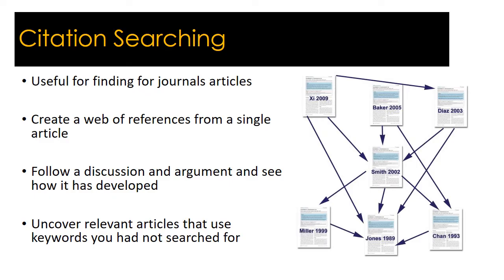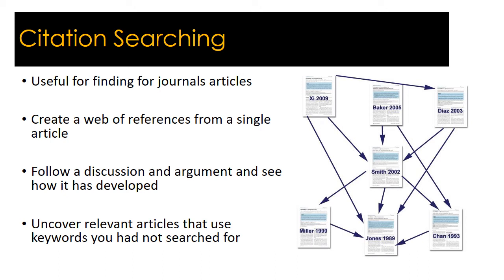Another way of conducting a search is citation searching. This is useful for finding journal articles, as you are looking at what was referenced in a given journal article and who has used that article since it was published, assuming that they will be closely matched topics. In this way, you're effectively creating a web of references from a single journal article. And this can be really useful if you haven't found many references so far. It also allows you to follow a discussion and argument and see how it has developed both over time and with different contributors.